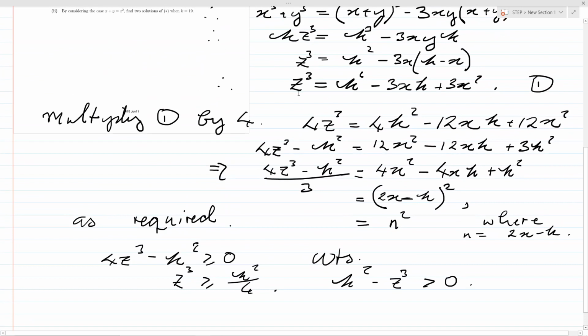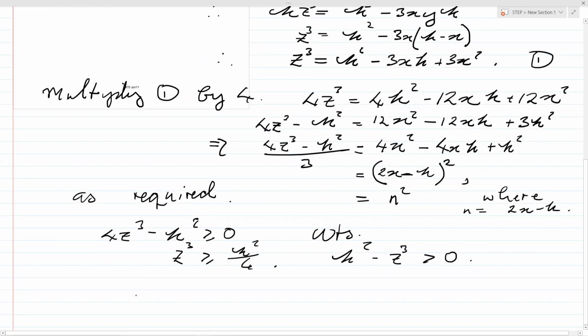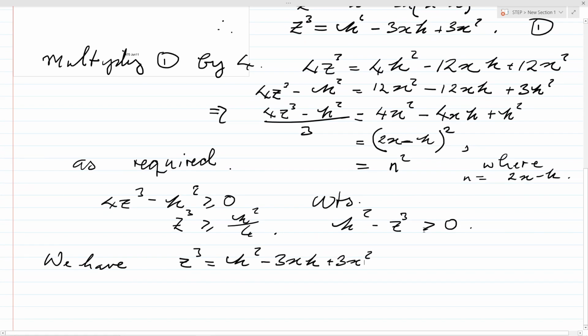Well, we've got here this expression, so we're going to write that down. We have z cubed is equal to k squared subtract 3xk plus 3x squared. So we need to subtract z cubed and then add this side to the left hand side. Then we'll have k squared subtract z cubed, and we're going to hope that this is going to be positive. So what have we got? We've got 3xk plus, well, it'll be negative 3x squared.